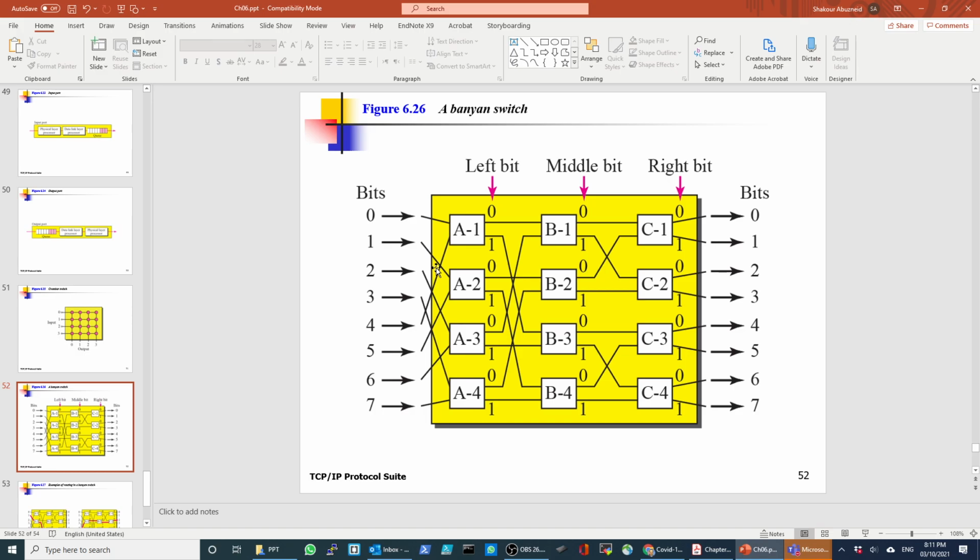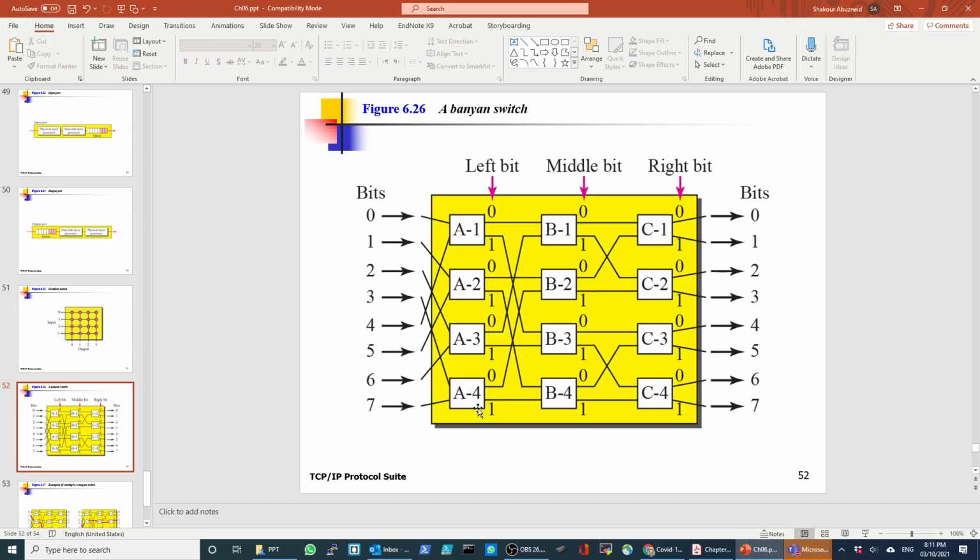Okay, so if we have n inputs and n outputs, as you see in here, 8 and 8, we have log 2 n, which is log 2 8 in this case, stages. Log 2 8, how many? 3. So 1, 2, 3 stages. Each stage should have n over 2, 8 over 2, which is 4 microswitches, right? So we have to calculate how many stages and how many microswitches in each stage.